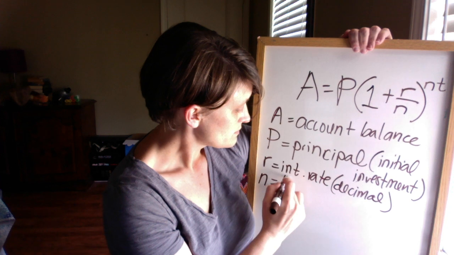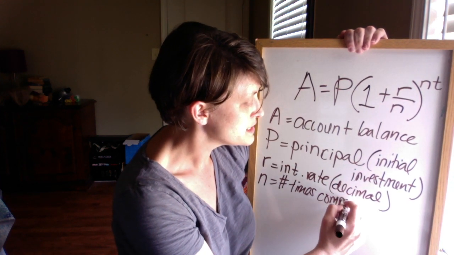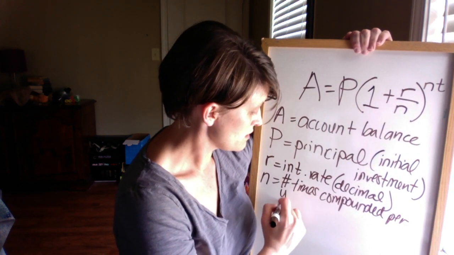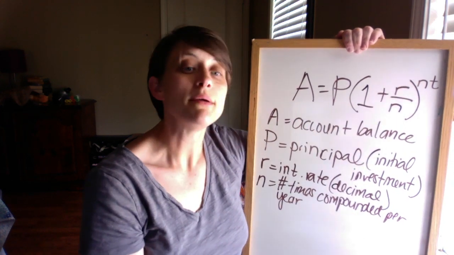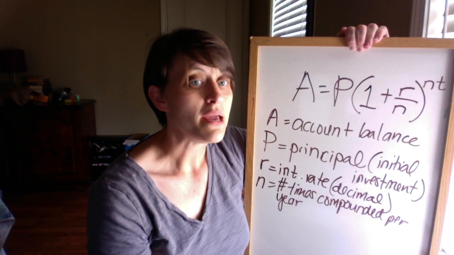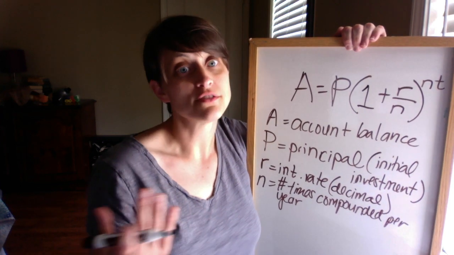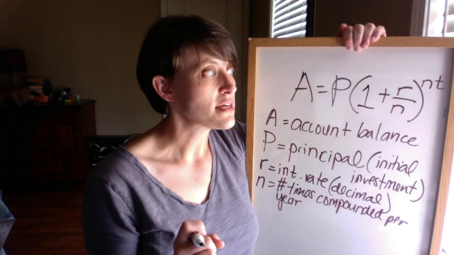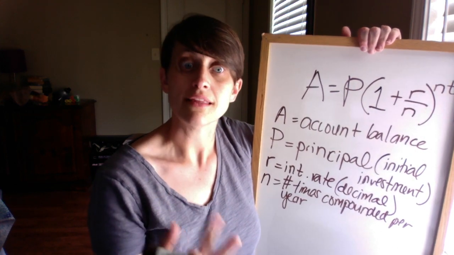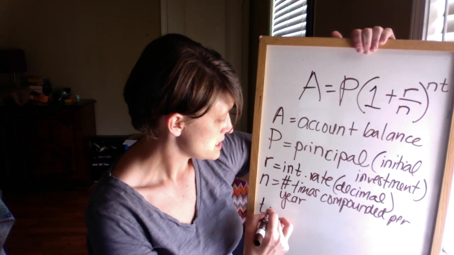N is the number of times our interest is compounded per year. Maybe your interest is compounded once a year. The N would be 1. Maybe your interest is compounded every month. That would be 12 times per year, so your N would be 12. Maybe it's compounded every 4 months. That would make your N 3, that's 3 times a year. So this N is the number of times per year it's compounded.